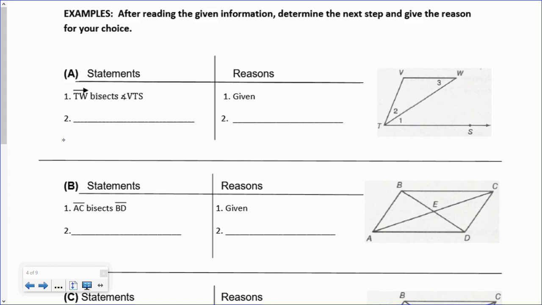Okay, so you can say angle 1 is congruent to angle 2. Right? How do I know that? Definition of bisect. When you are doing proofs, not only do you state properties and postulates and theorems, you can also state definitions. So you can say, well, that's the definition of bisect. I know that this is true because I know what bisect means. Okay, we use that a lot too.